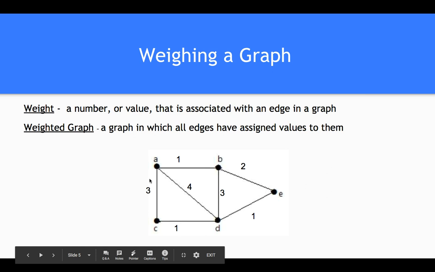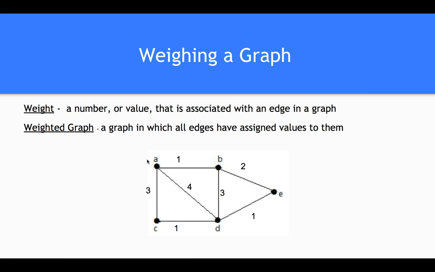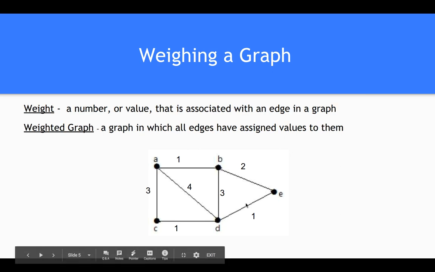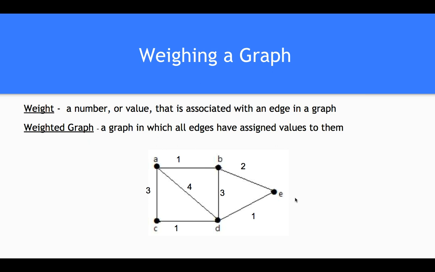So if we wanted to determine the least expensive route between A and E, we look at all pathways between A and E and see which one was the least. A, D, E is 5, 4, and 1. A, C, D, E is 3, 1, 1, or 5 also. A, B, D, E is 3, 4, 5. That's also 5. So how about A, B, E? It's 1 and 2. That's only 3.